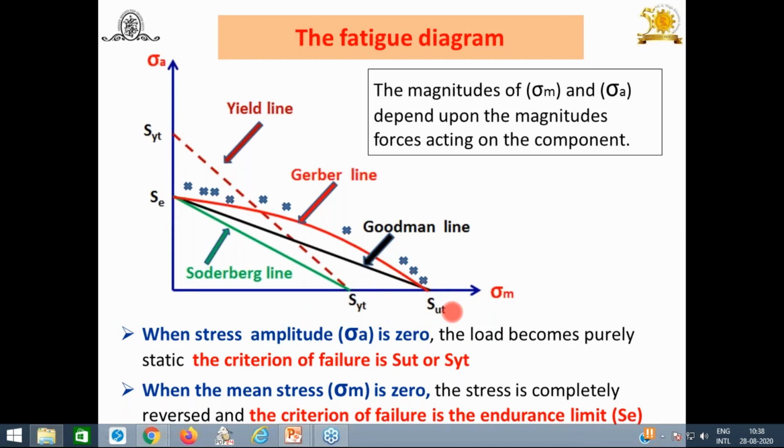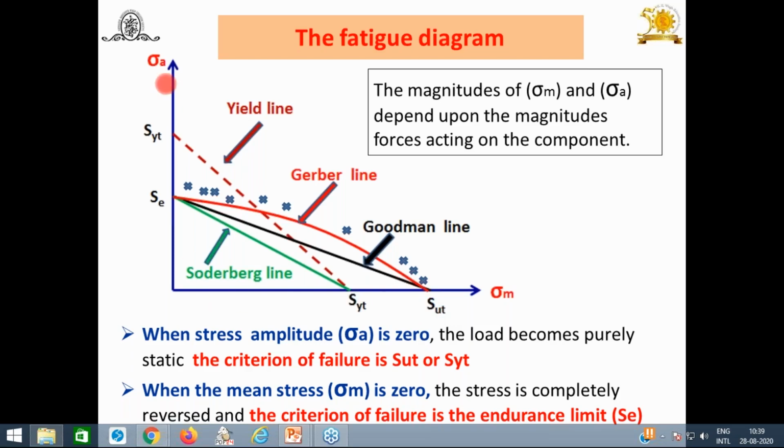So you can say, even though if you have a notebook, you can note down, if sigma A is equal to 0, at that time the load becomes purely static. It's not fluctuating. Load becomes purely static. And what is the criteria? Only the sigma m line is there, the SYT point is there, the SUT point is there, or you will get the point on this line, or you can say SYT, SUT is the criteria. And when we are going to consider SYT, SUT as the criteria, when static load is there, or the component is subjected to the static load condition, or design against static load, SYT, SUT is the criteria for ductile or brittle material.